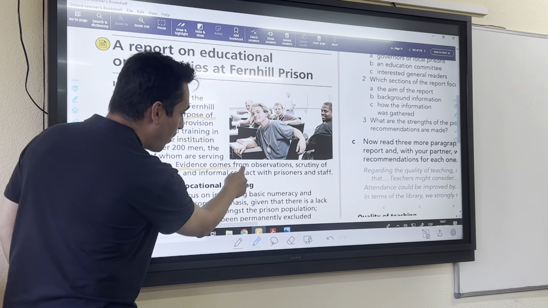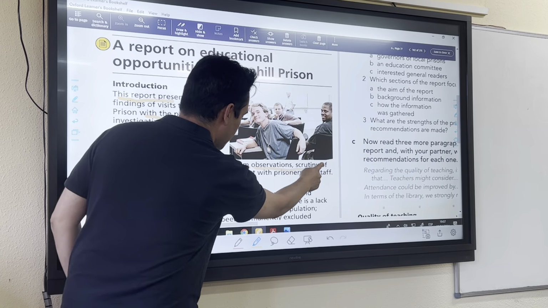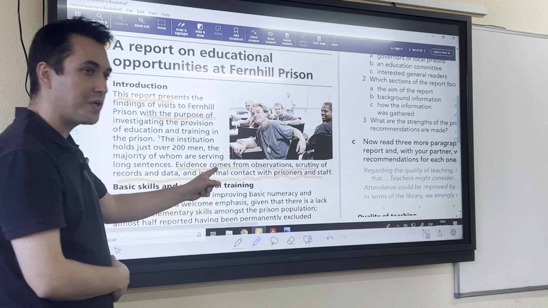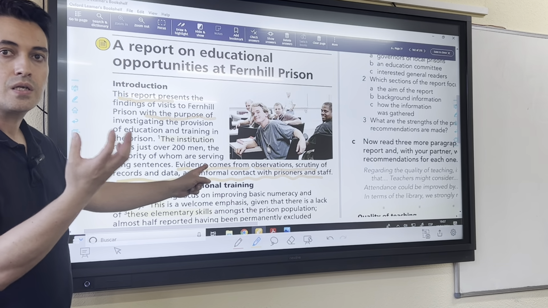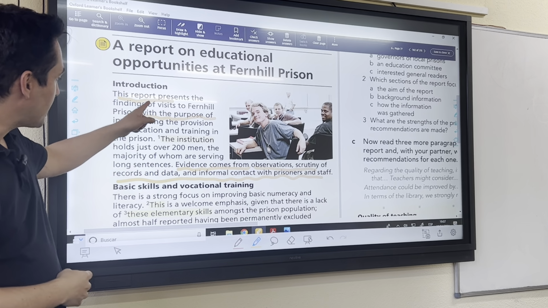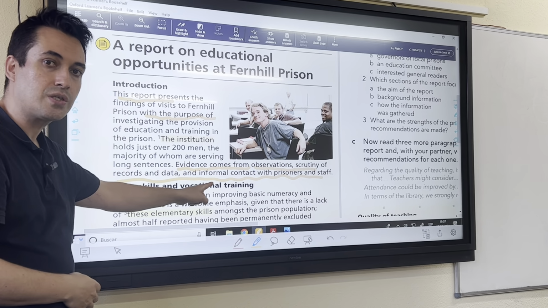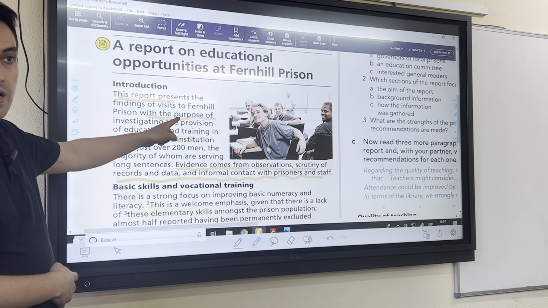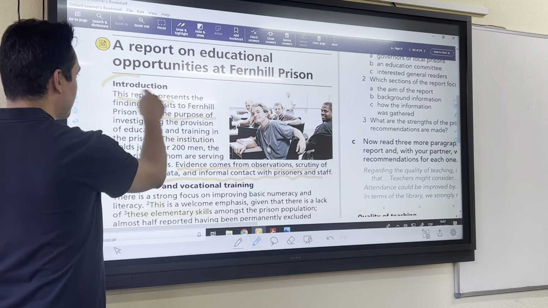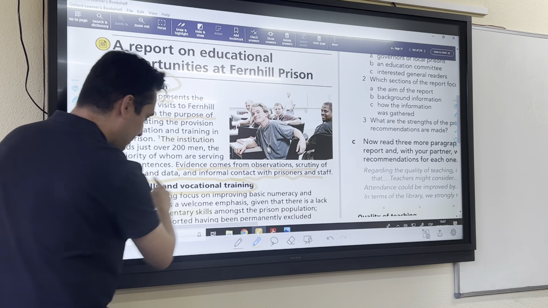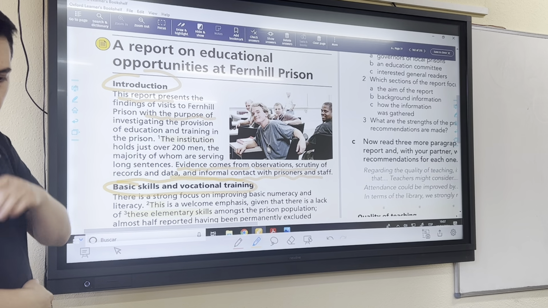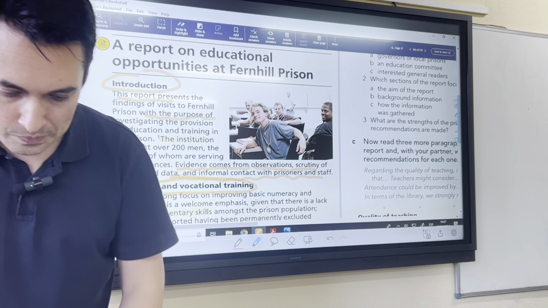"Evidence comes from observations, scrutiny of data, formal contact with prison staff." What are we doing here? We are stating the source of information. You see that? Yeah? Source of information here, purpose here in the introduction. As you can see, what is this? Headings. You organize the paragraphs and the information into headings, okay?